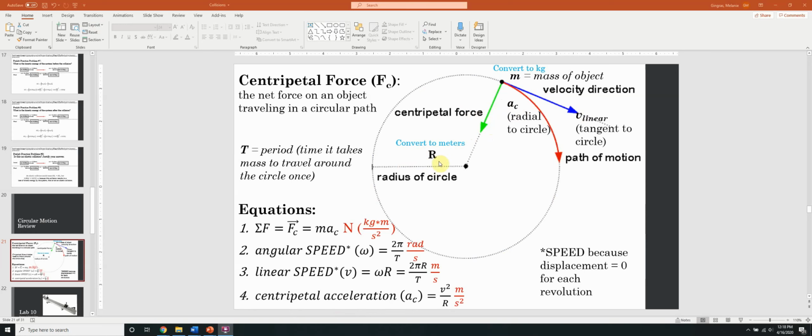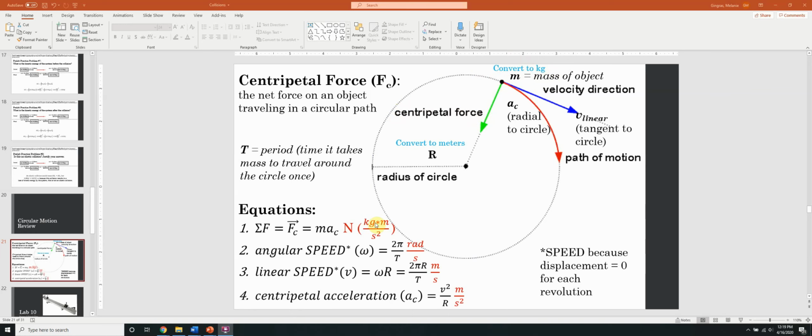Now, because we are moving in a circle, we will typically be given in our problems a radius, right? Now, remember, you want to convert this radius to meters because we are talking about forces, which do have SI units, right? Newtons are kilogram meters per second squared. So a similar caution for your mass, if it's not already in kilograms, make sure that you convert it to kilograms because Newtons are kilogram meters per second squared.